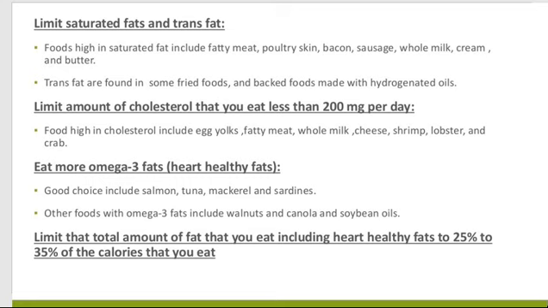Limit the amount of cholesterol that you eat, less than 200 mg per day. Foods high in cholesterol include egg yolk, fatty meat, whole milk, cheese, shrimp, lobster, and crabs. Eat more omega-3 fats. Good choices include salmon, tuna, mackerel, and sardines. Other foods with omega-3 fats include walnut and canola and soya bean oil. Limit the total amount of fat that you eat, including the heart healthy fats, to 25% to 35% of the calories that you eat.